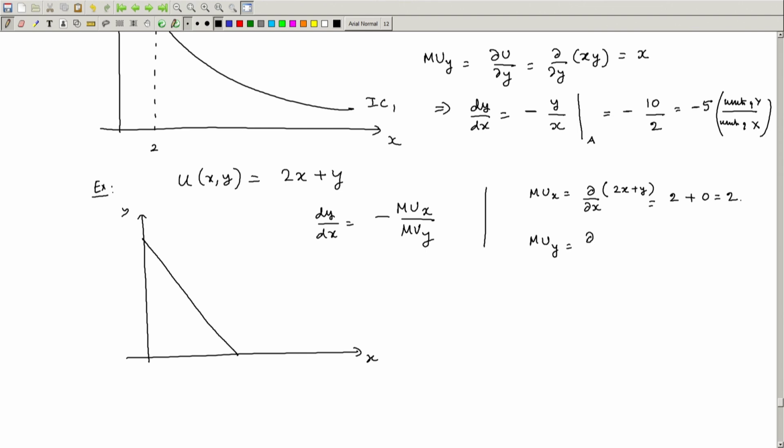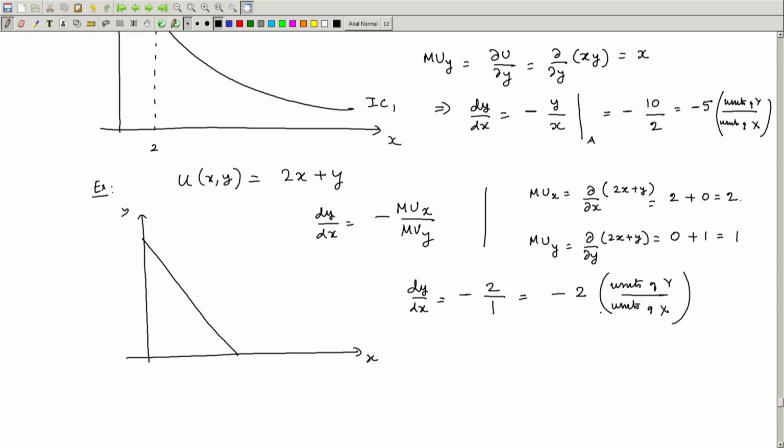MUy is the derivative of the utility function with respect to y, where I am treating x as constant. So, because x is constant, that is not going to contribute. When I take the derivative, I am going to get 0, and the derivative of y with respect to y is simply going to give me 1. Therefore, dy/dx is minus MUx, which is 2, divided by MUy, which is 1. So, that is minus 2 units of y over units of x.